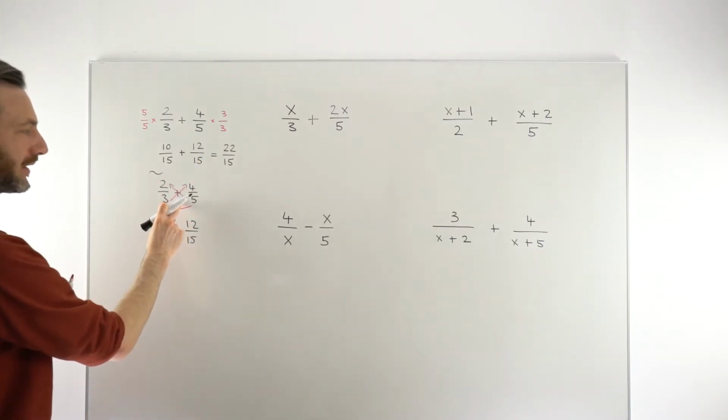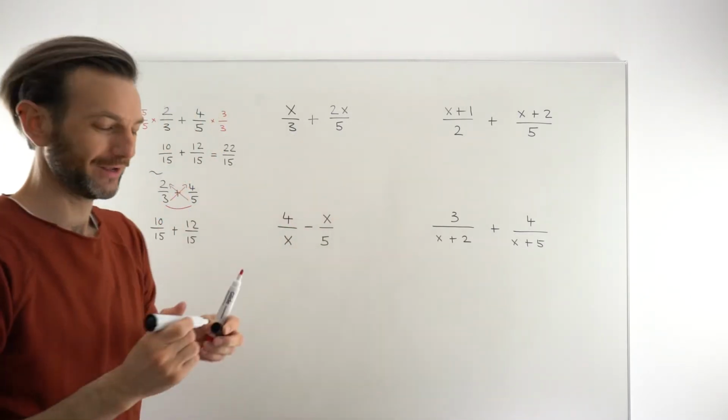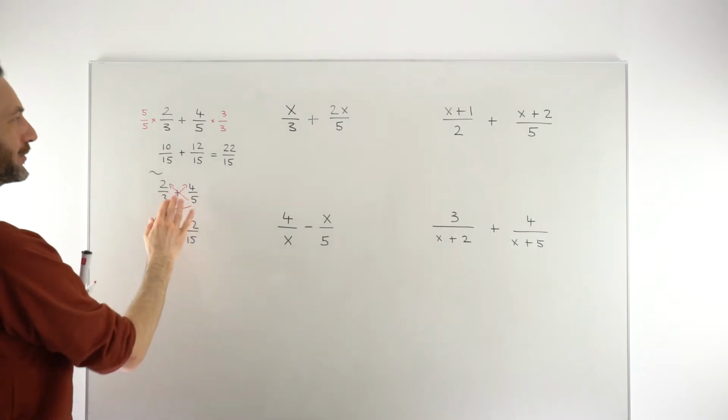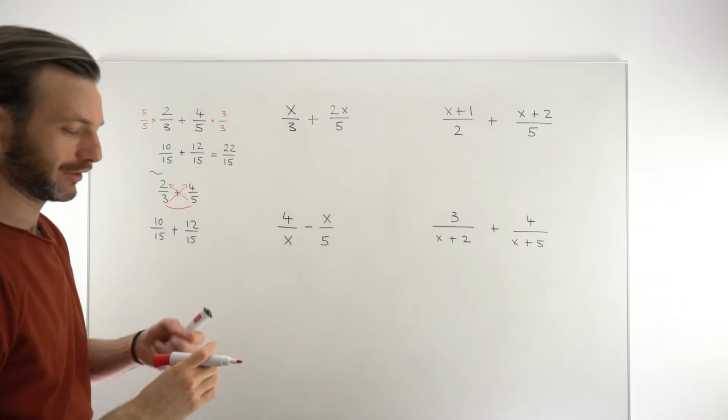Personally, I prefer this method. I think this is the method we'll go with in these examples, but they are the same thing. It's literally just a case of where do I draw my arrows? Do I do them going that way, or do I do them just kind of going more straight across?